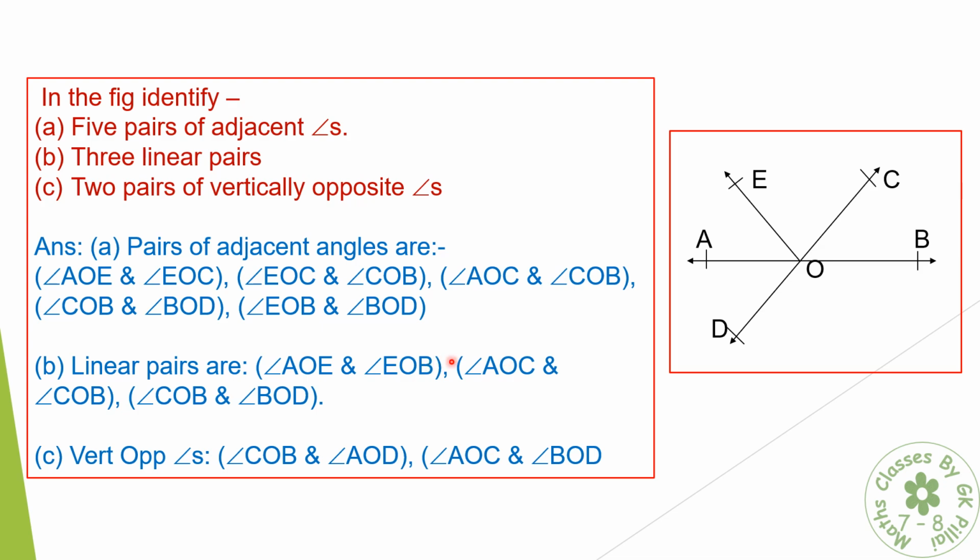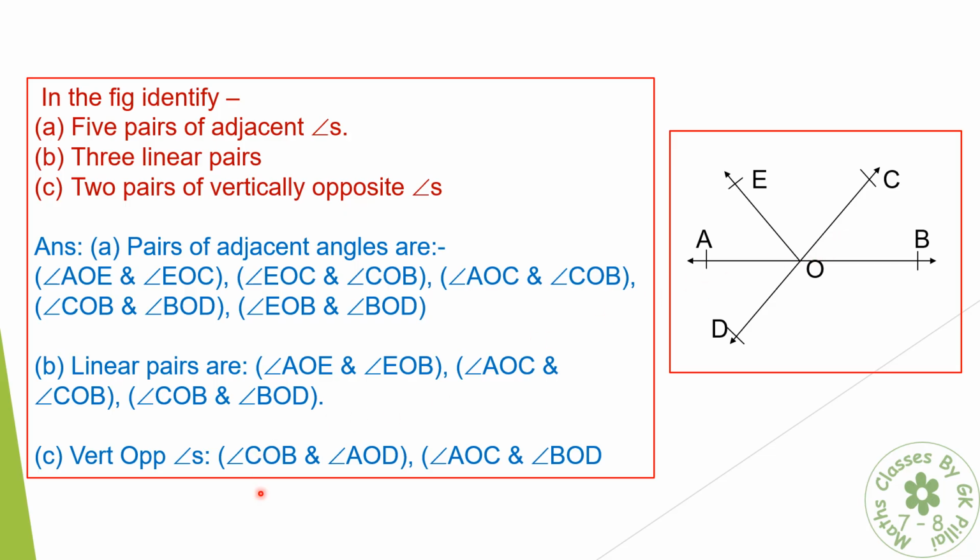A linear pair is normally formed on a straight line. For example, AOE and EOB is a linear pair. Similarly, you can see AOD and AOC. This is a linear pair only. So there are more linear pairs given here. So you can understand from here.